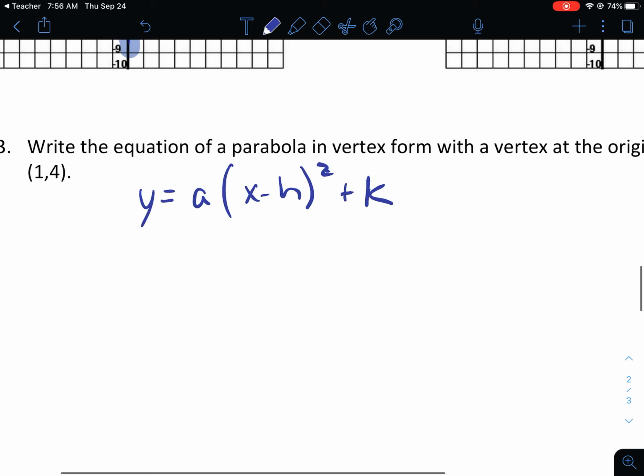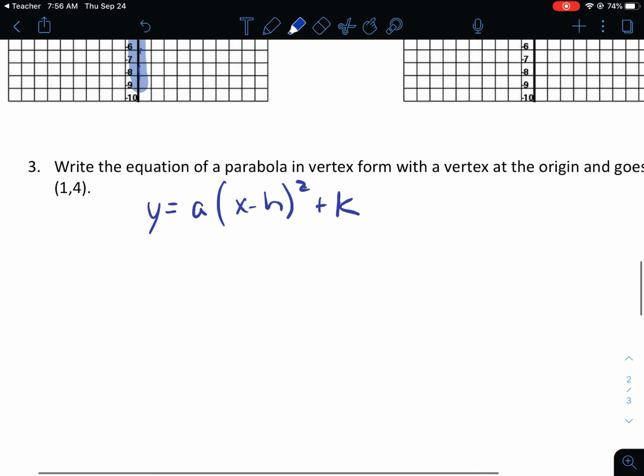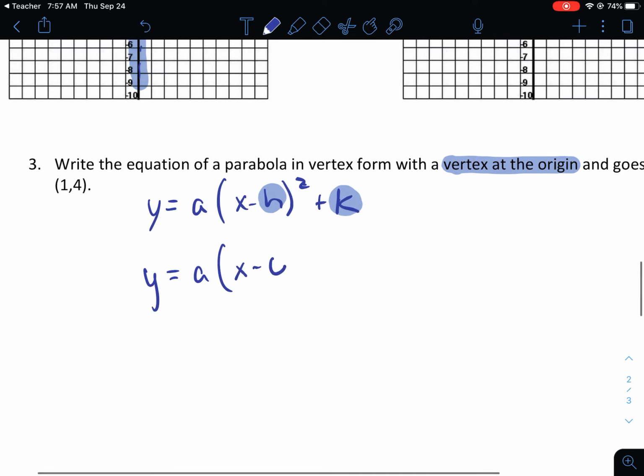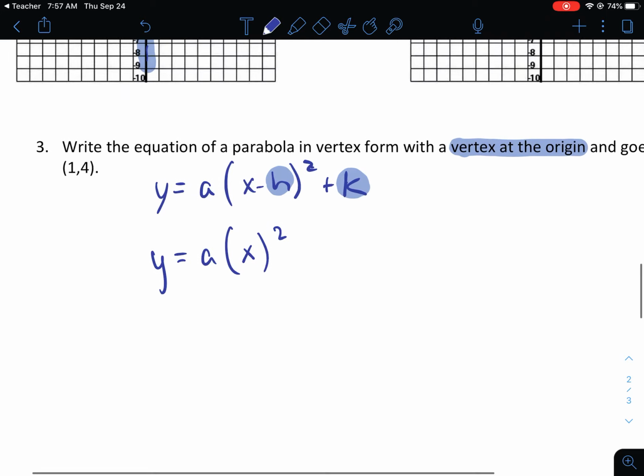Now, a couple things that we know. It says that the vertex is at the origin. Well, that tells us that our h and our k are 0. So I can write this as y equals a(x minus 0) squared. Or do I need to put x minus 0? No, not really. So I have x squared. And then do I need to put plus 0 at the end? No, I don't. But you would if you were, and we'll do this in a few minutes here.